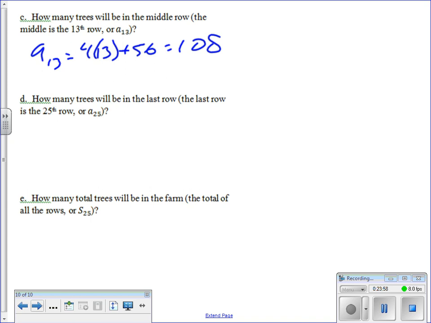How many trees will be in the last row? Or a sub 25. A sub 25 equals 4 times 25 plus 56. 4 times 25 is 100 plus 56. 156 trees in the last row.